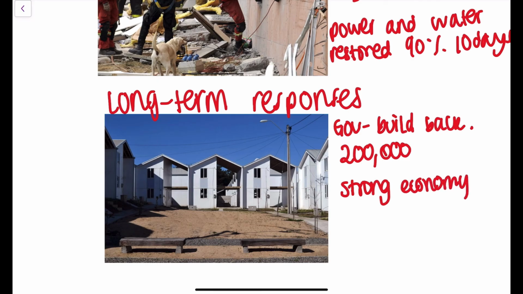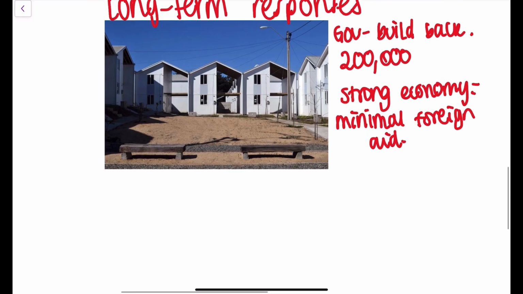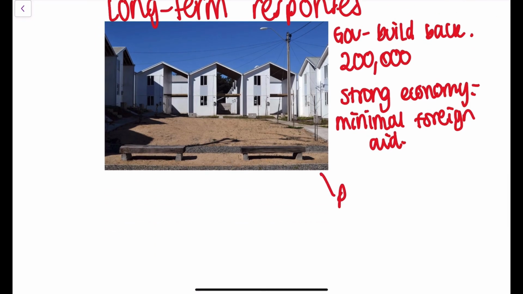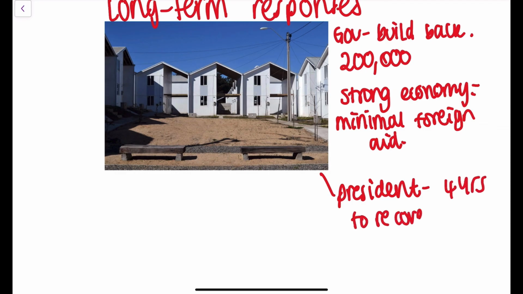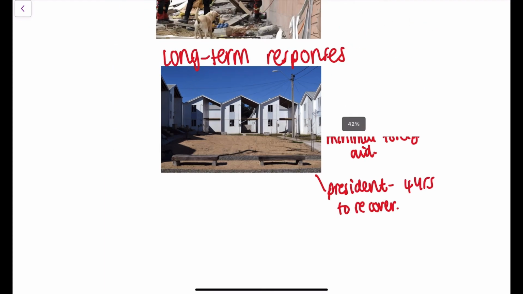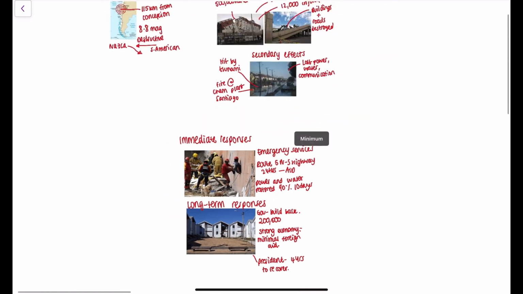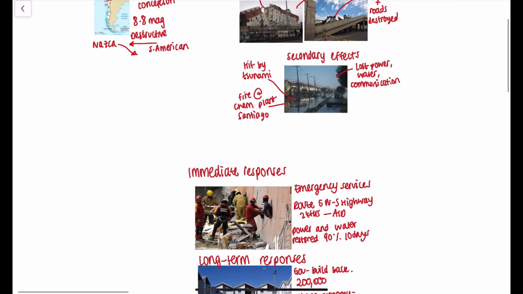Chile has a strong economy, therefore it could be rebuilt without need for much foreign aid. And the president also announced that it would take about 4 years to fully recover from the damage to buildings and ports, which again, if we compare that with our Haiti case study, that wasn't the case. Haiti's still struggling to recover now, whereas Chile have probably been recovered now for about 11 years. These houses also meant that if there was any future earthquakes, they would be protected.